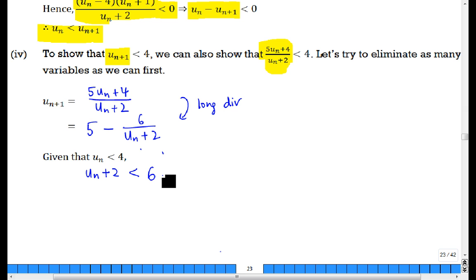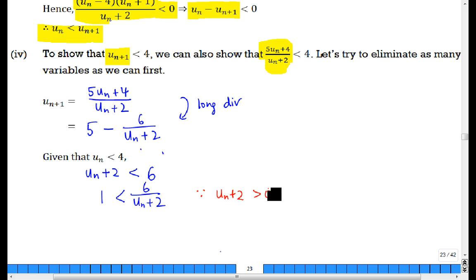Cannot. Why cannot? You don't know whether it is positive or negative, but I know it's positive. Un is positive, right? So can. Can. Because, let's take note, because I know un plus 2 is positive. If you're not sure, cannot. I divide both sides by un plus 2 because I know for sure that un plus 2 is positive.